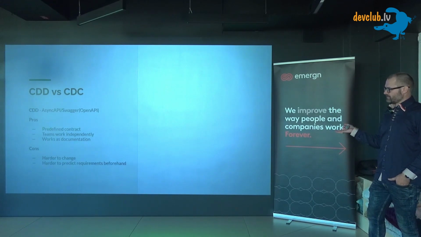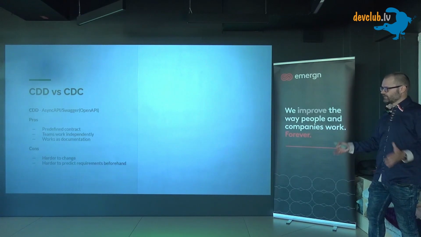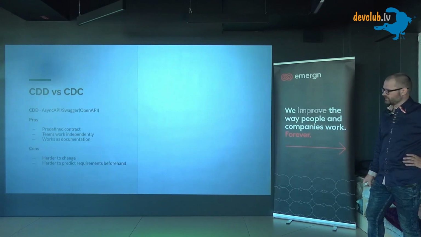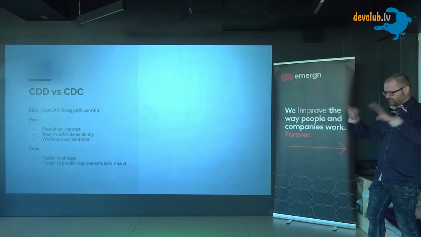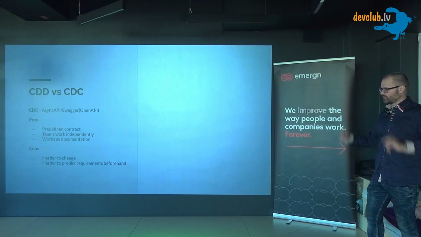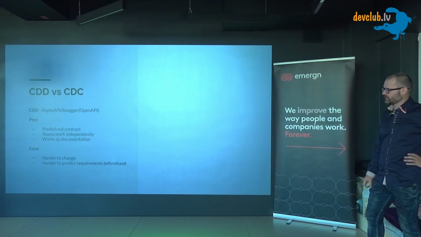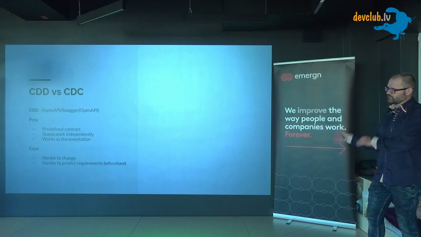The pros of CDD is that the contract is predefined. So we already, at the start of the project, we know what will be the schema. So we can define it. We have a nice, beautiful documentation in Swagger where everybody can test it, see it, and develop against it. But like teams can work independently.